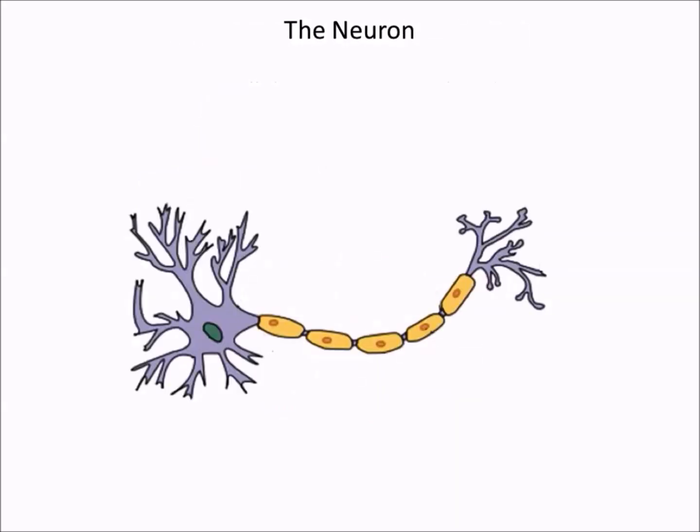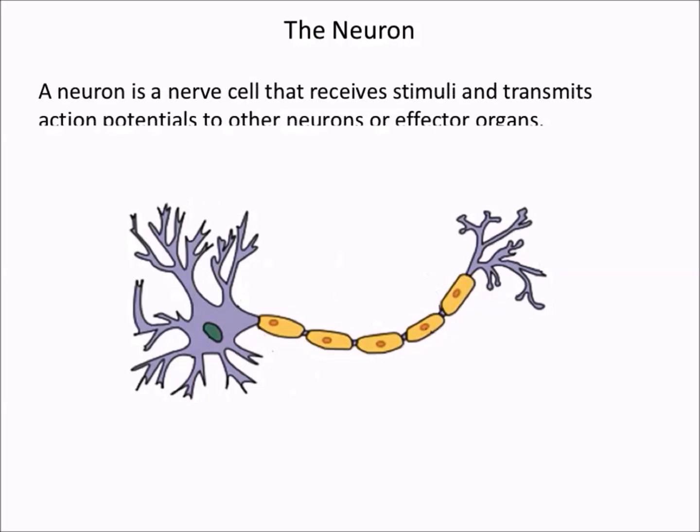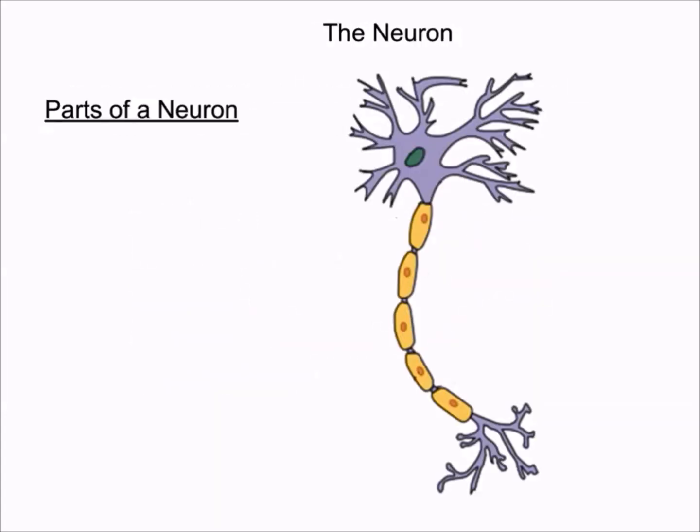The main cell of the nervous system is the neuron. A neuron is a nerve cell that receives stimuli and transmits action potentials to other neurons or effector organs. There are several parts of a neuron, with each part serving a specific function for that neuron. The first part of the neuron is called the dendrite, and the dendrites are short extensions that receive information from other neurons or sensory receptors.